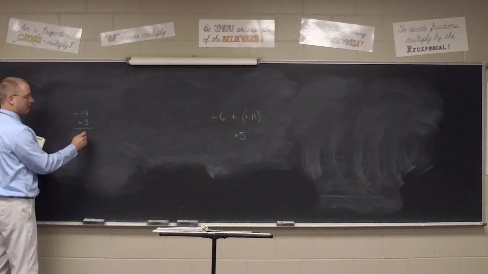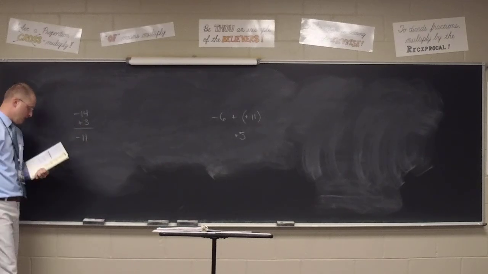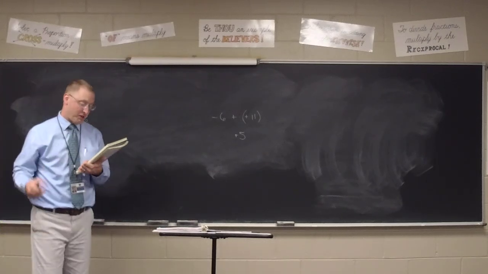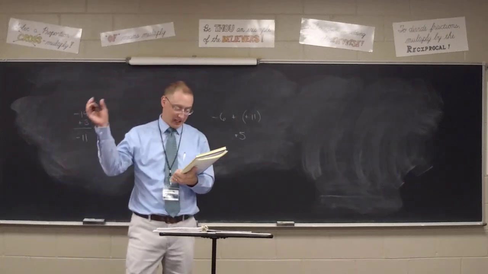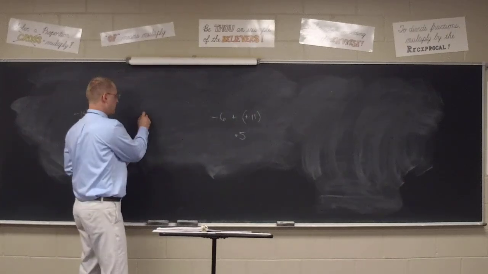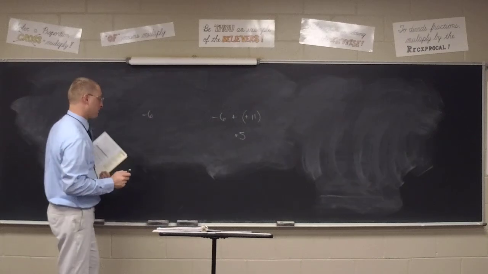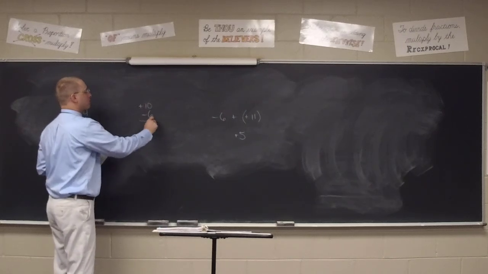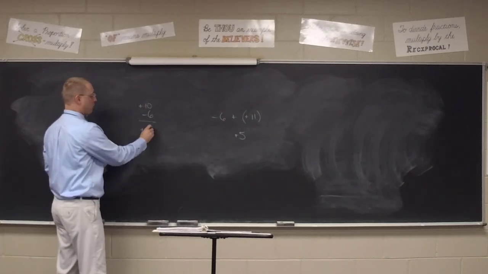Keep the sign of the greater. Negative 11. Negative 11 should have been our answer. Same thing happens on number 35, Evie. We add all our negatives together, negative 6, and add all my positives together, positive 10, and now I do one subtraction to get positive 4.